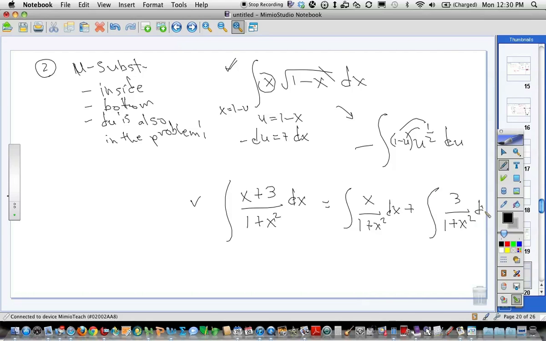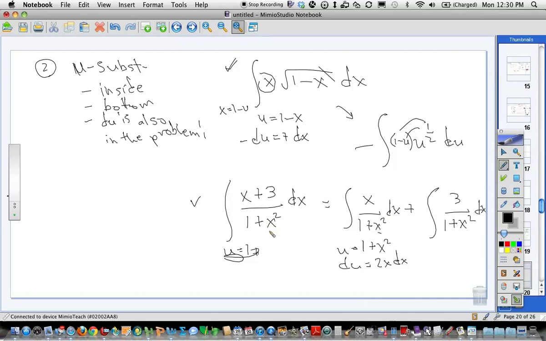Now, what happens on this one? What are you going to do here? Let u be the bottom. Because the thought process here is if I let u be the bottom, matter of fact, that's the thought process you should have done in the beginning. If you're sitting there saying, hey, I didn't see that split up thing, here would have been your thought process. You just said, well, if I let u be the bottom, 1 plus x squared, the du is going to be 2x dx. I don't care about the 2. We'll take care of that, but I got an x dx, and that's sitting right there.